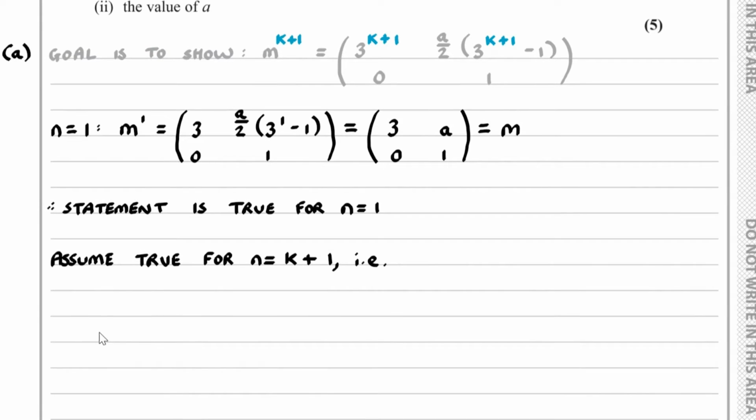Our next step is to assume the result is true for n equals k. In other words, we assume M to the k is equal to (3 to the k, 0; a over 2 multiplied by 3 to the k minus 1, 1).